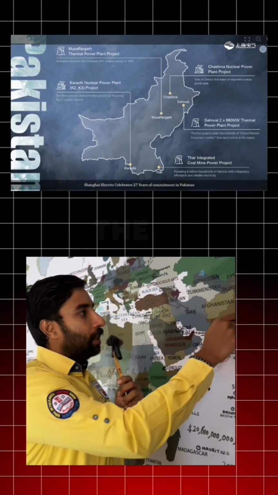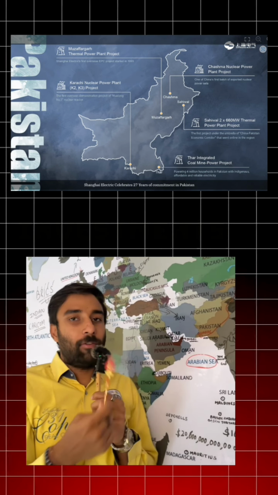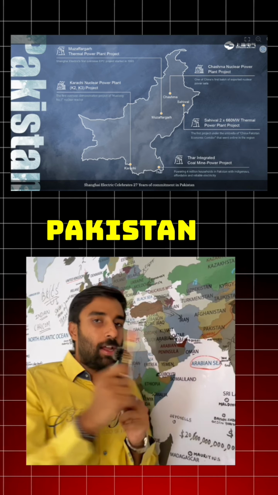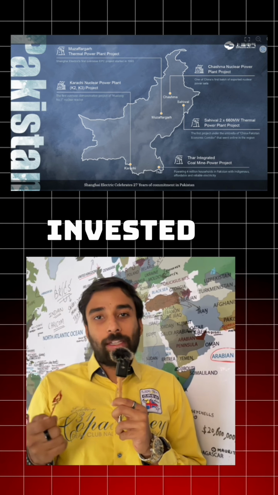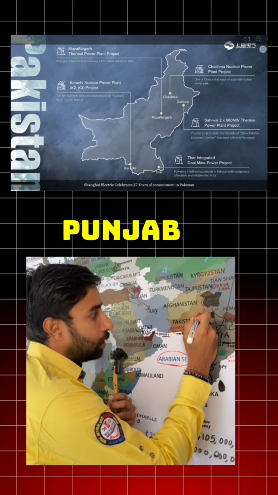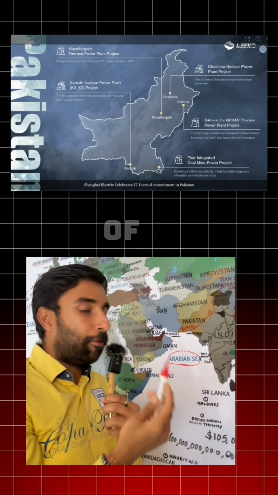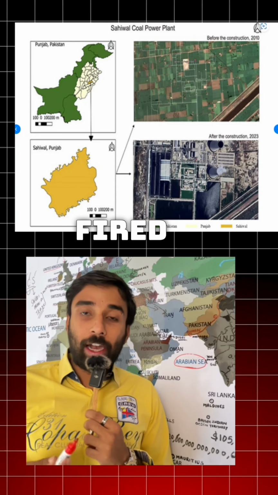Now to facilitate this CPEC, the China-Pakistan Economic Corridor, and to manage all of the investments of China into Pakistan, it needed energy. For energy, it has invested into various projects, including the Sahiwal coal power plant in Punjab. It is in the Sahiwal district of Punjab. It is a 1320 megawatt coal-fired power plant.